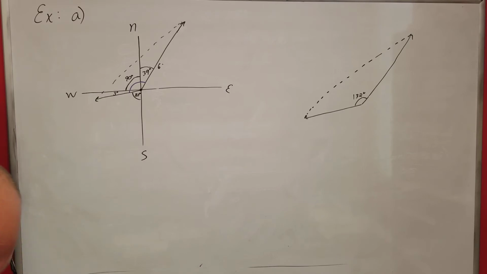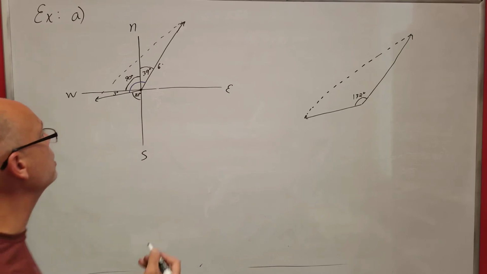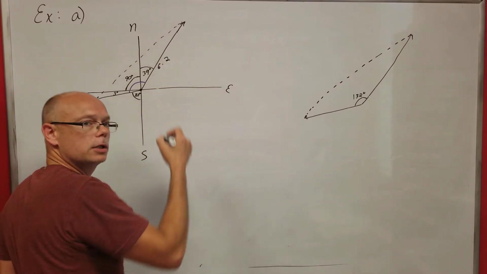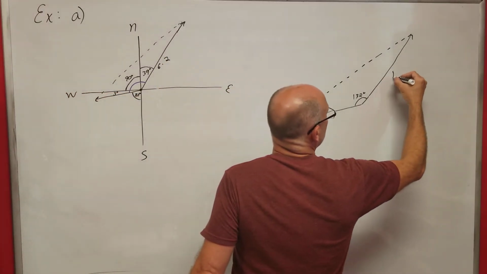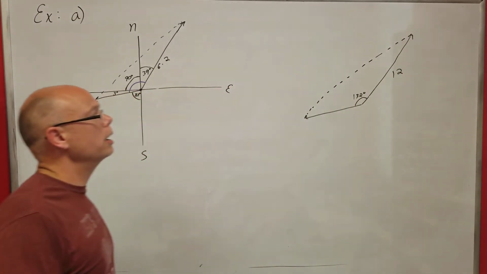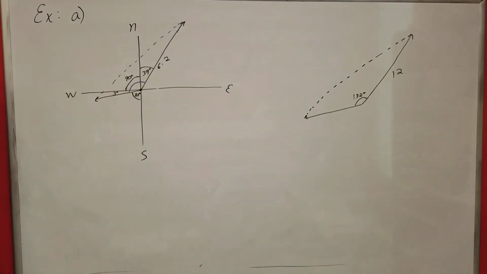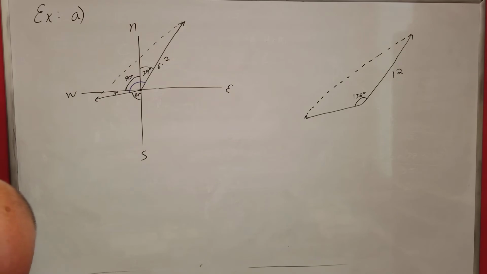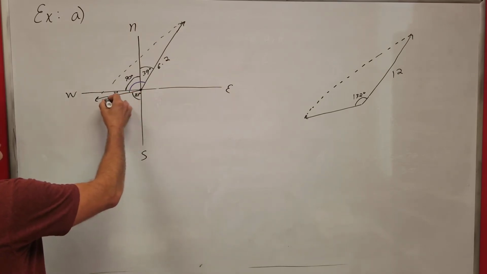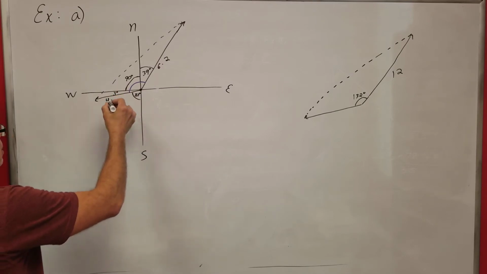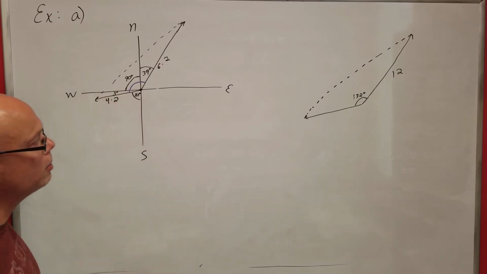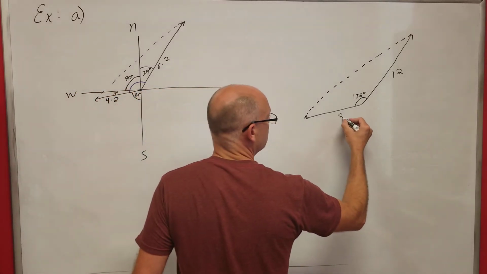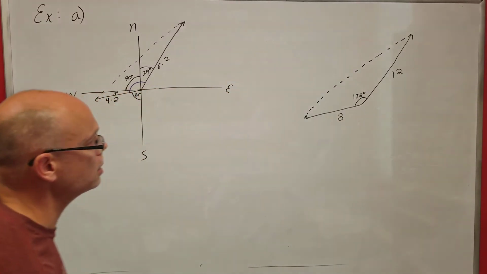Okay, well, Part A says, how far apart are the boats at the end of 2 hours? So at the end of 2 hours, it'd be 6 times 2 or 12 nautical miles. That's how many nautical miles per hour times the number of hours. All right, now what about the second boat? It travels at 4 knots. And after 2 hours, it's going to be 8 nautical miles a distance.